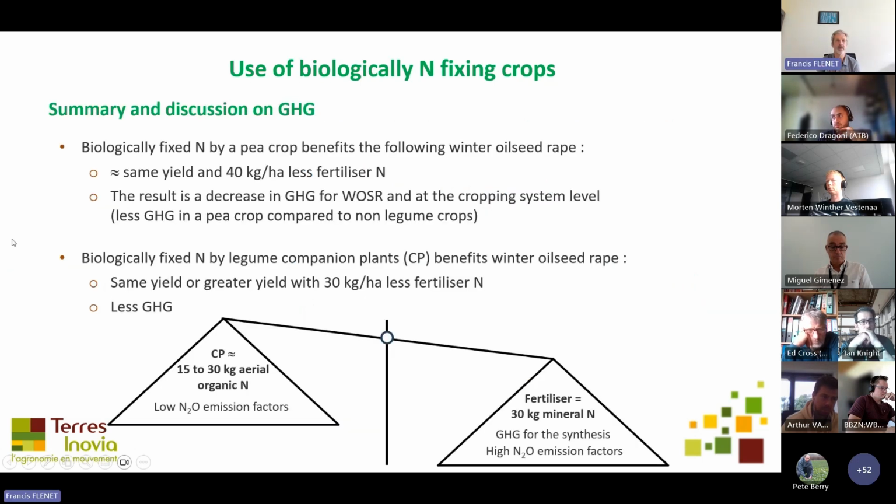In summary, we can say that biologically fixed nitrogen by a pea crop benefits the following winter oilseed rape, because we observed the same yield and 40 kilo less fertilizer nitrogen after a pea crop. So the result is a decrease in greenhouse gas emission for winter oilseed rape, and also at the cropping system level, because there is less greenhouse gas emission in a pea crop compared to non-legume crops. Biologically fixed nitrogen by legume companion plants benefits winter oilseed rape for 3 reasons.